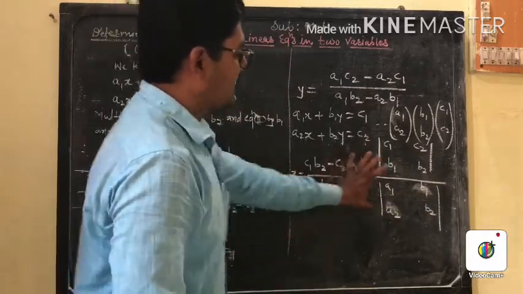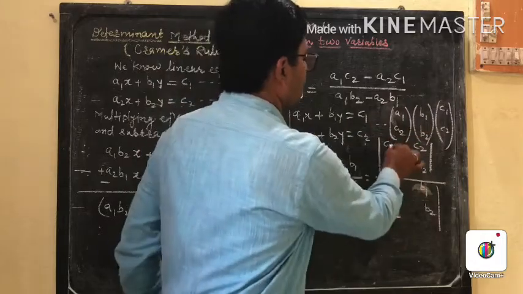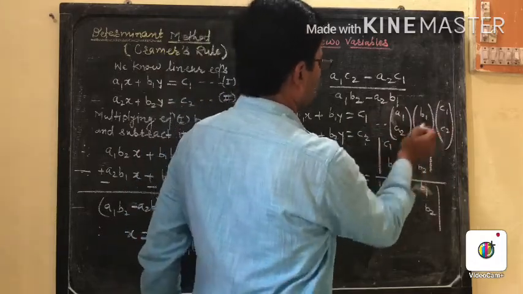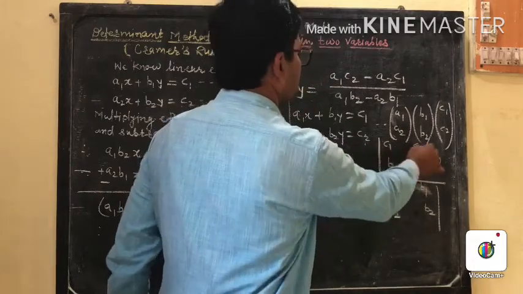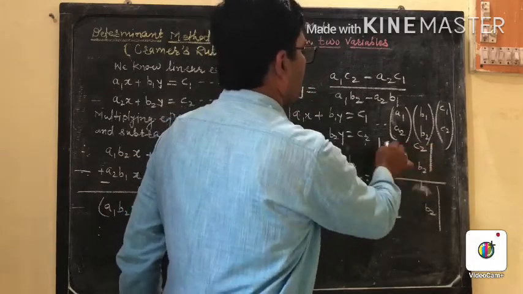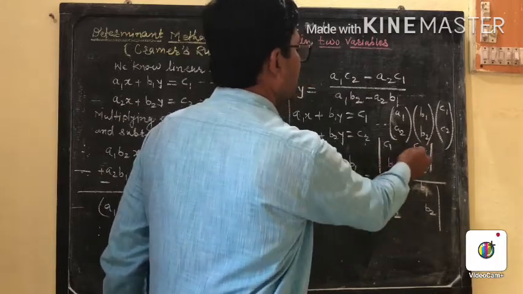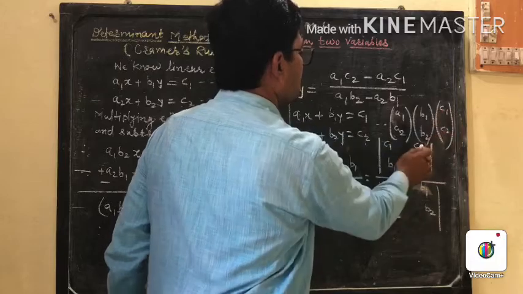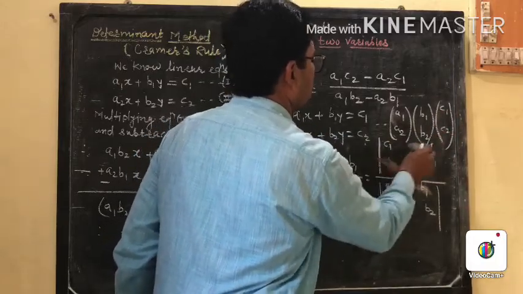Now see here why I am writing this column wise. Here is c1 c2, and b1 b2 is here. I am also converting this into the form like this, where the c1 c2 terms are interchanged.